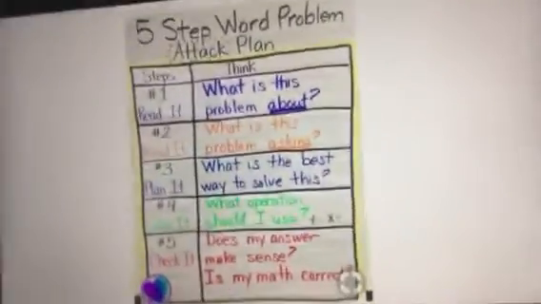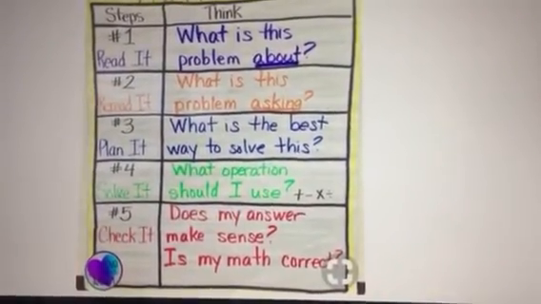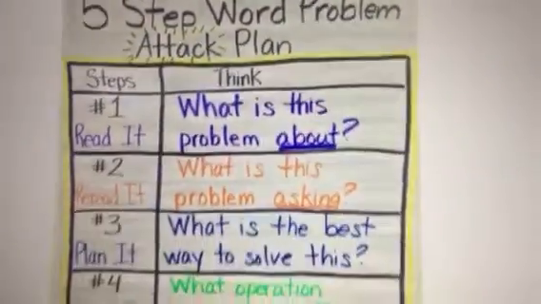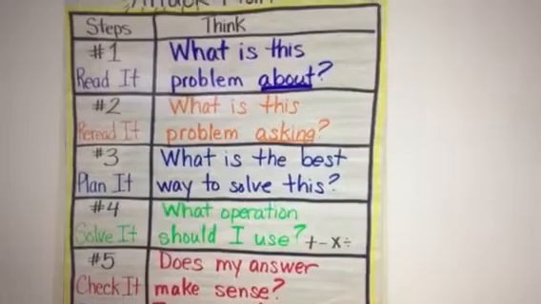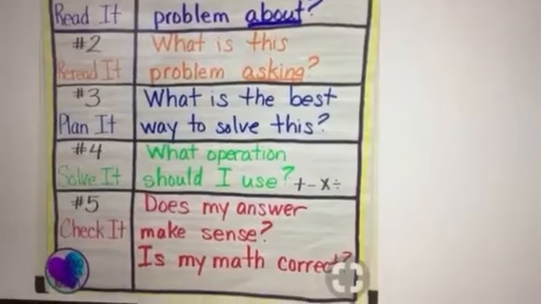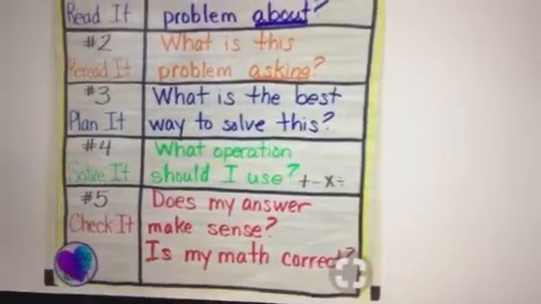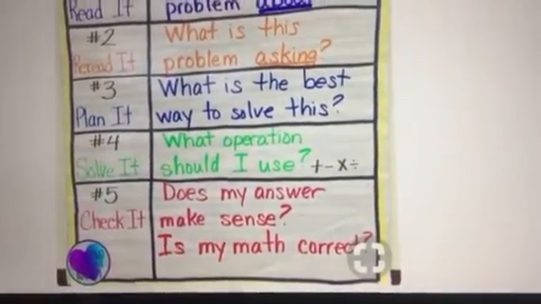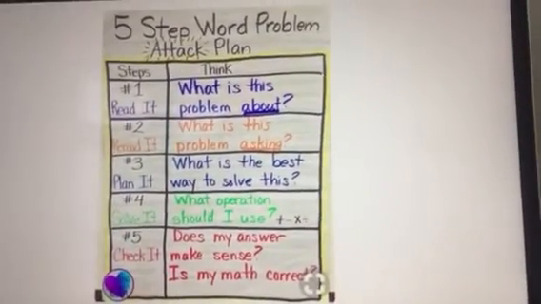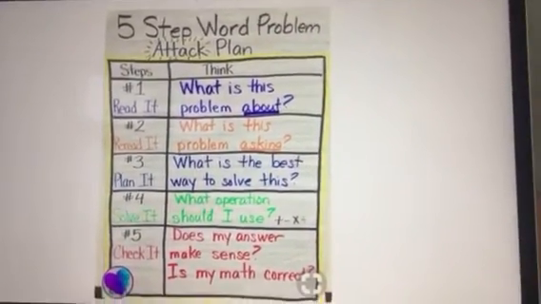Let's take a look at how we think about attacking a problem. You have to have a plan. So here we go. It's our 5-step plan. It's our word attack plan. Step 1. What is the problem about? What is the problem asking? What is the best way to solve it? And then, what operation should I use? When you're done, does my answer make sense? And is my math correct? That's our 5-point plan. And I'll make sure to provide you these images so that you can have them for your reference.